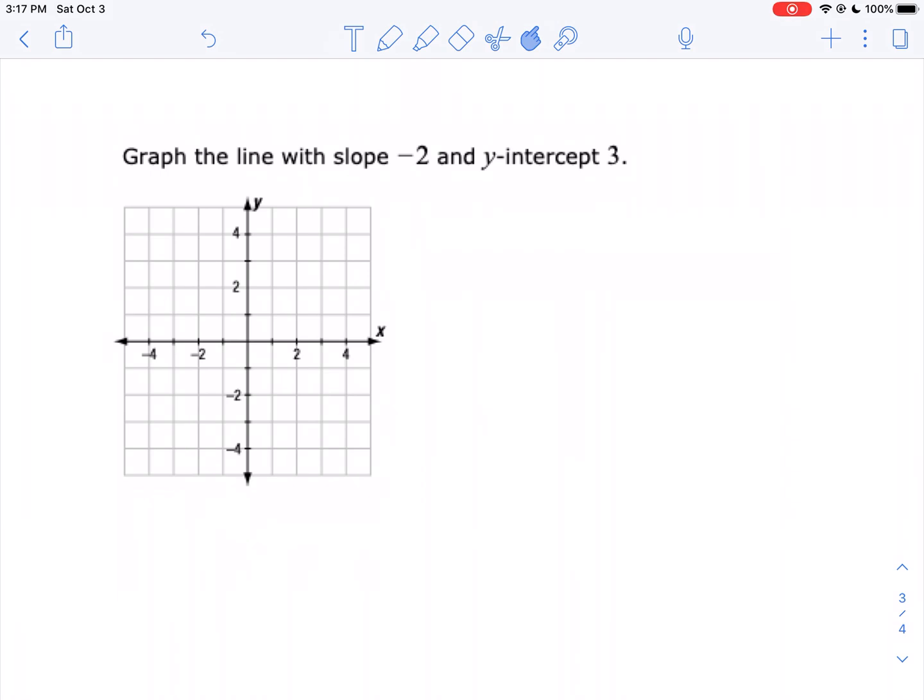I want you to graph a line with a slope of negative 2 and a y-intercept of 3. You correctly graphed the y-intercept of 3. And you messed up on the slope of negative 2, because negative 2 as a fraction is negative 2 over 1, which means we go down 2 to the right 1. Down 2 to the right 1. Down 2 to the right 1. But actually, once you got 2 points, you can draw a line. I think your line was going up instead of down.